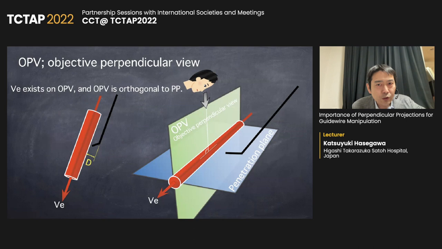Objective perpendicular plane view is described here. As you can see, VE exists on this plane, the objective perpendicular plane, and OPV is also perpendicular to the penetration plane. From this plane, the operator is able to confirm the accurate distance between the target and the guide wire.